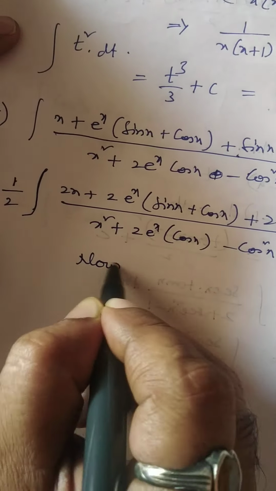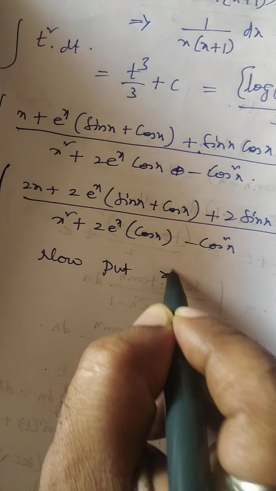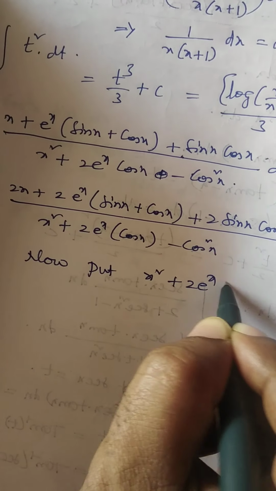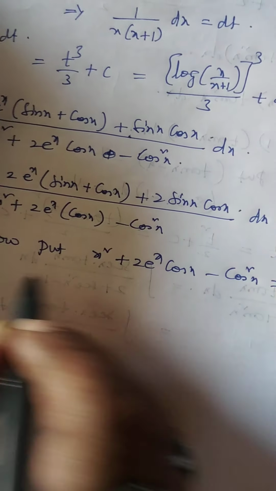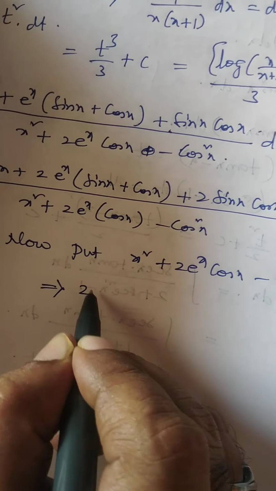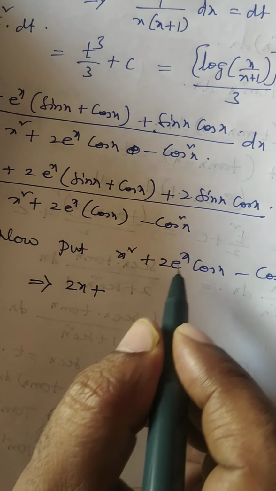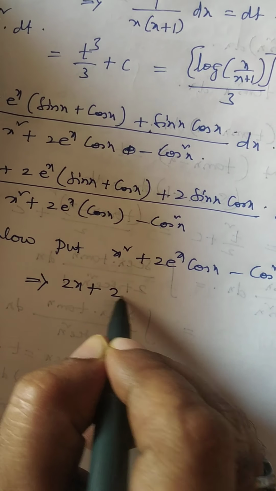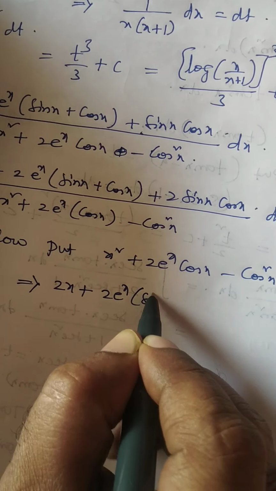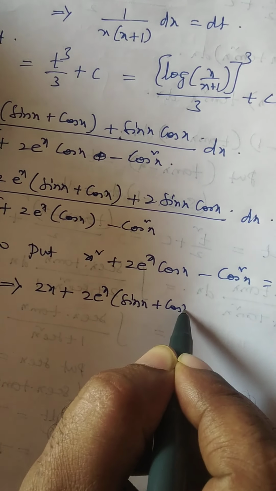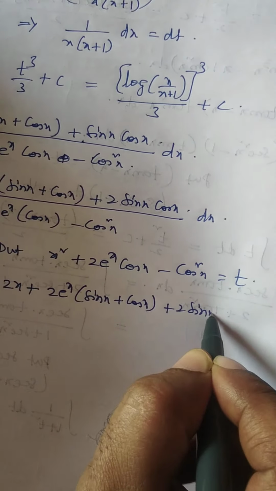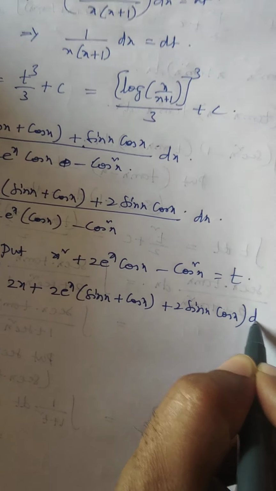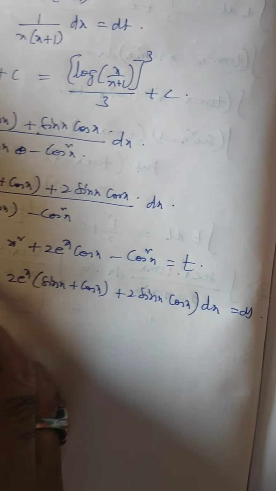Now put x square plus 2 e power x cos x minus cos square x equal to t. That implies derivative of x square is 2x, derivative of 2 e power x into cos x is 2 e power x into sin x plus cos x, derivative of minus cos square x is plus 2 sin x into cos x only, dx is equal to dt.